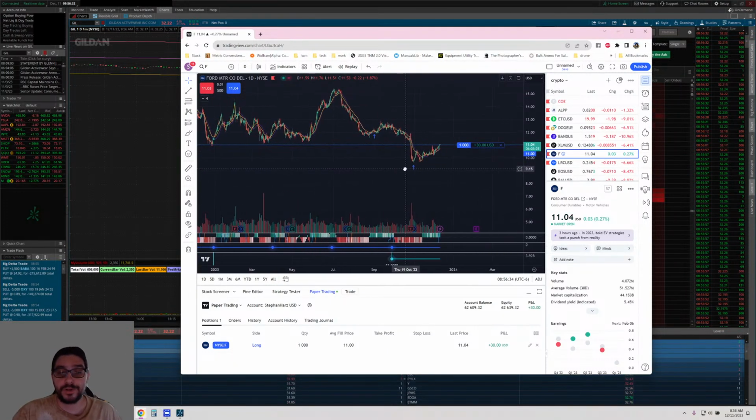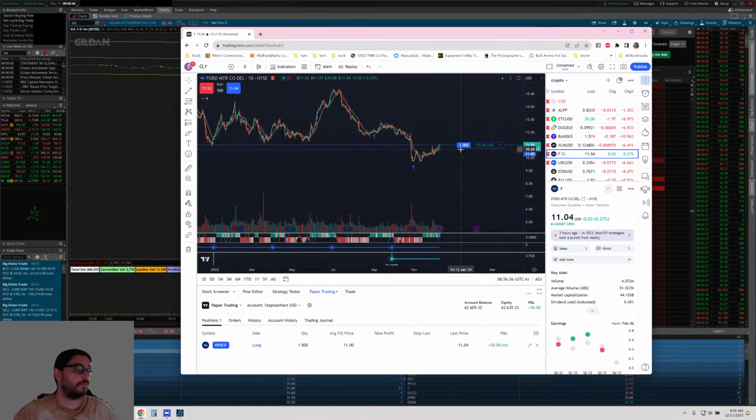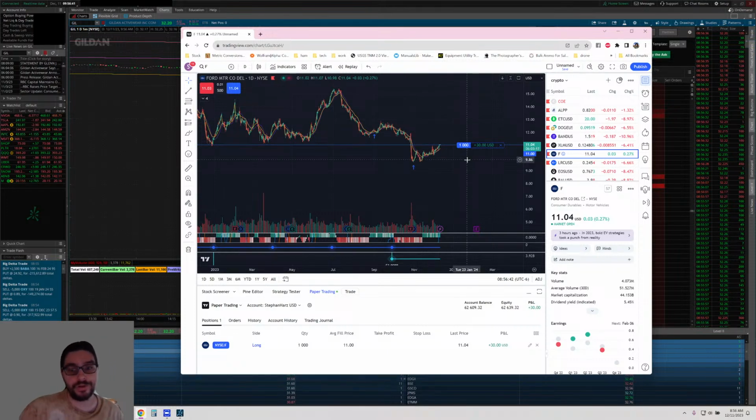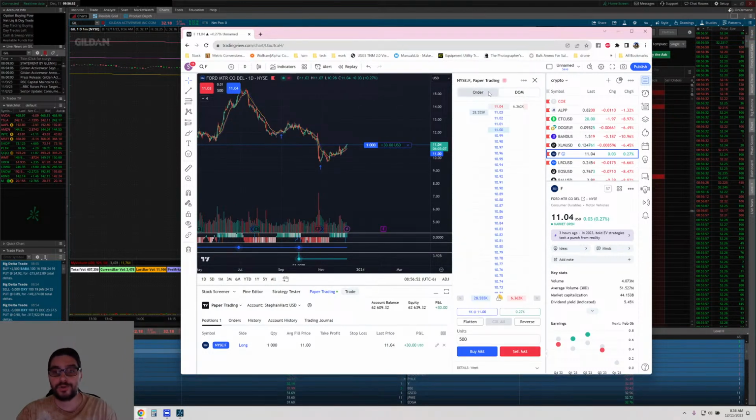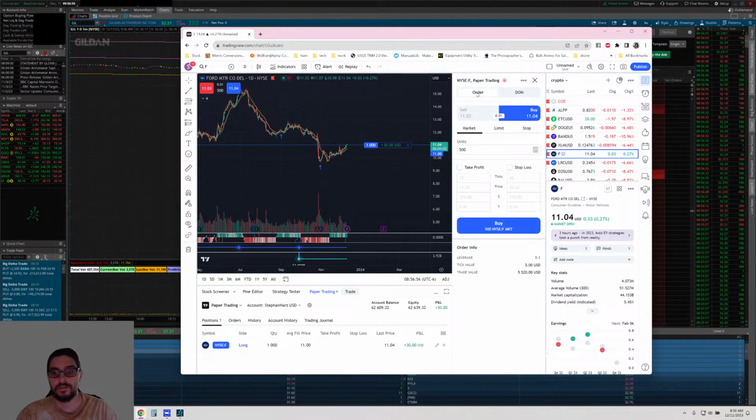TradingView paper trading is a beautiful paper trading system. Super easy and intuitive to use. You can trade crypto, you can do whatever. And their tools here are pretty easy to use. Okay. So yeah, definitely recommended.